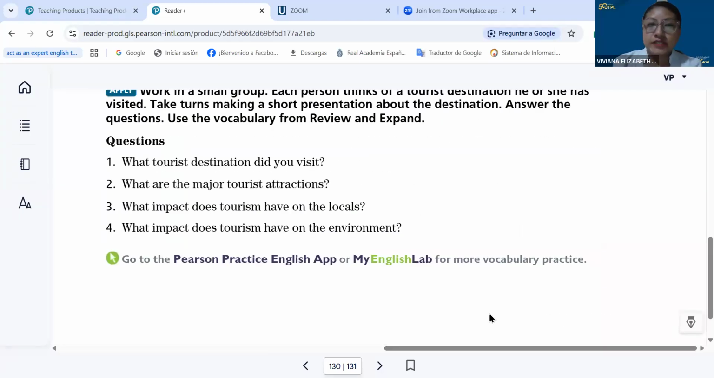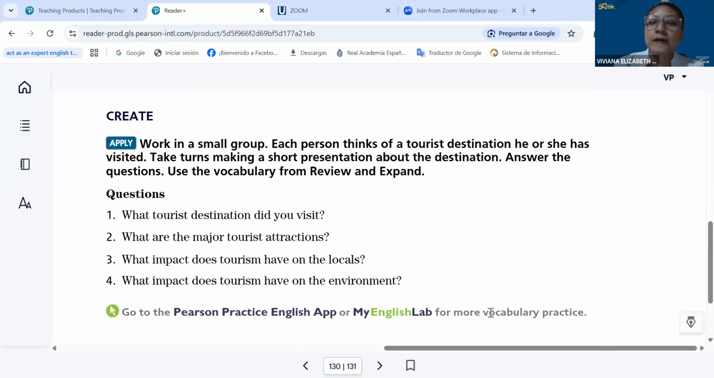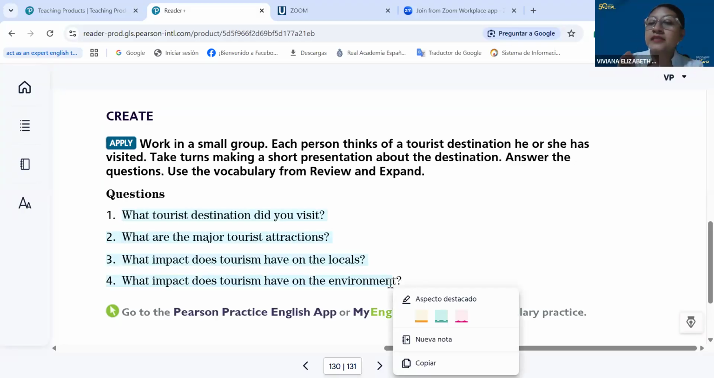Now, my dear students, we're going to think about one touristic place that you have visited in, let's say, the last month, okay? We're going to work in groups. But each person is going to remember which place you visited in the last month, and you are going to answer these questions. Try to answer the following questions based on that place that you visited.